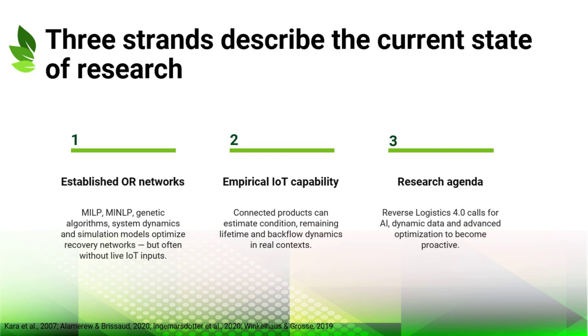The second strand consists of empirical and conceptual IoT work. This research shows that connected products can estimate condition, remaining lifetime, and return-related uncertainty. The third strand is a research agenda for reverse logistics 4.0. It calls for data-driven, proactive planning using artificial intelligence, real-time data, and advanced optimization. The opportunity is to combine these three strands into a single integrated decision architecture. The chapter treats this combination as the next research frontier.